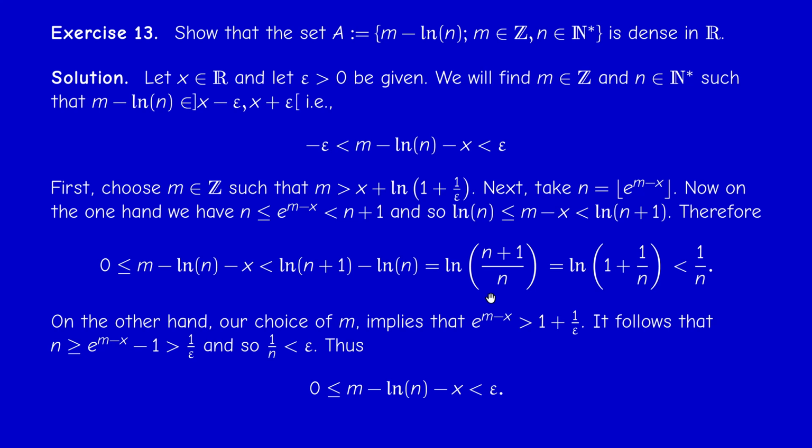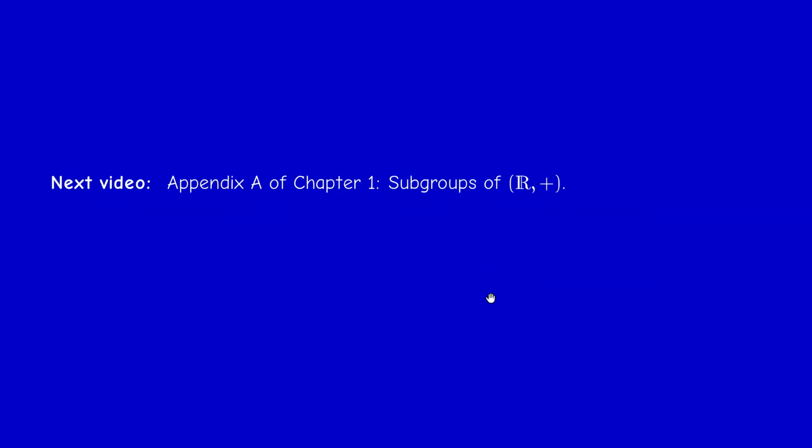So now we finished the exercises officially. We finished officially the exercises of chapter 1. But I have something to add to chapter 1 actually. I have 3 appendices to this chapter. In the next video, I will talk about subgroups of R plus, or additive subgroups of R.